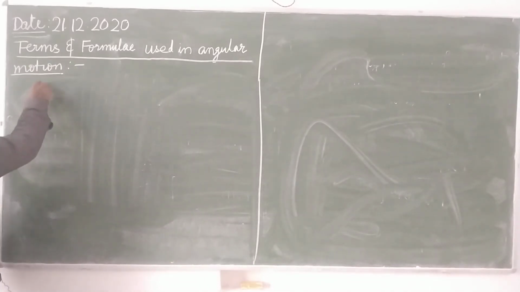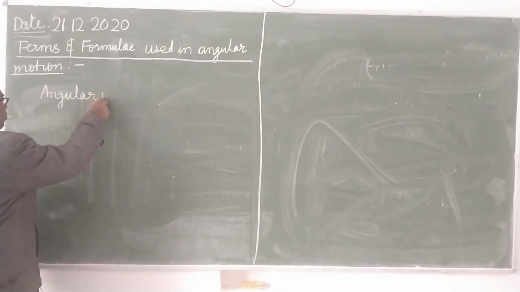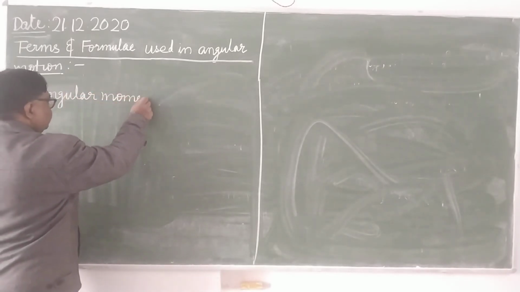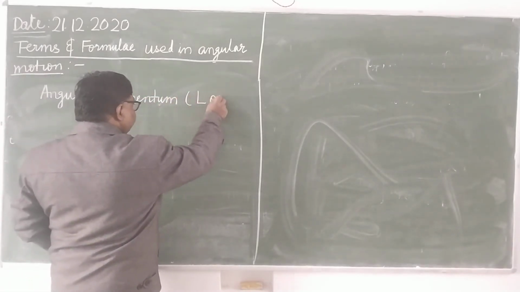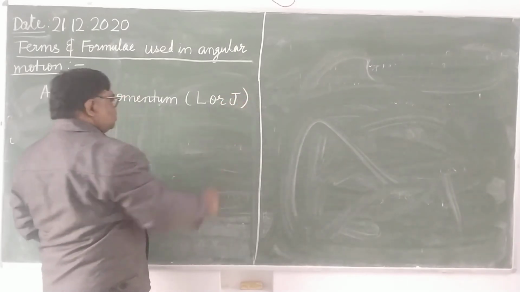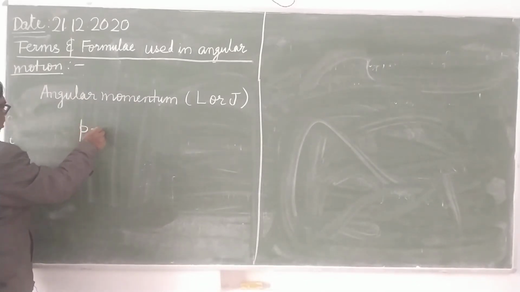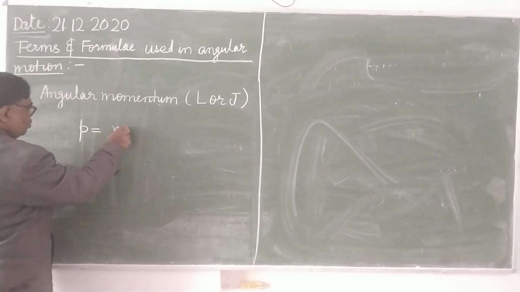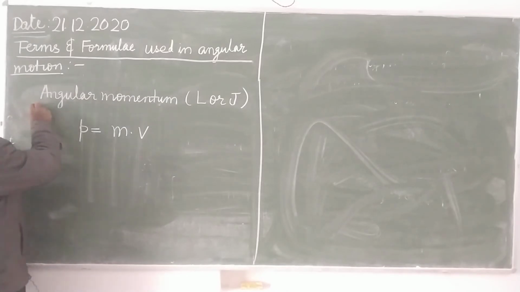Now see here, there is one more term, angular momentum, which we denote by the symbol L or J. So in translational motion, you know about linear momentum. What is the linear momentum in translational motion? P equals m into v. It is a vector quantity. Now what will it be in angular motion? In rotational motion, what will be the angular momentum?